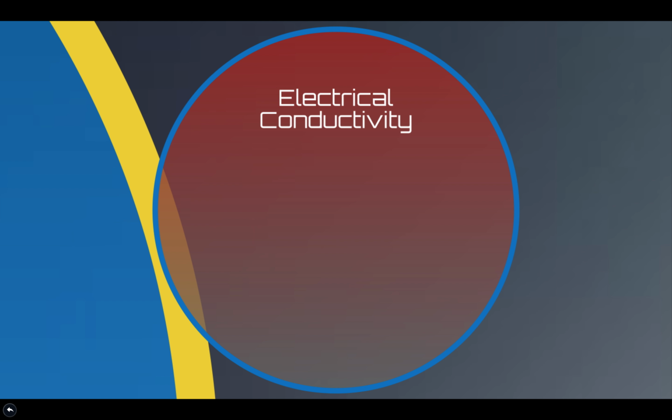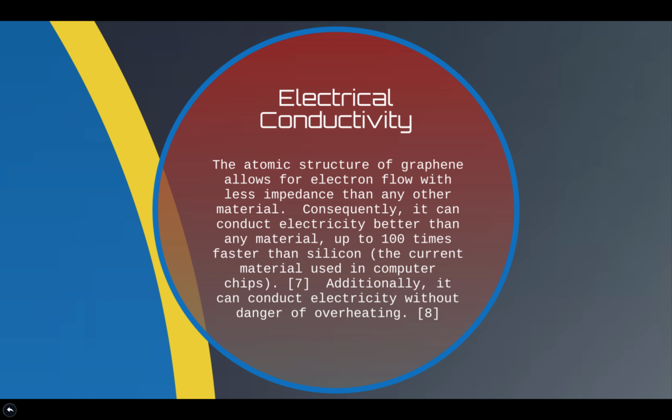Graphene also has great electrical conductivity properties. Its atomic structure provides virtually zero impedance to electron flow. This allows it to conduct electricity better than any known material and 100 times faster than silicon, the material most commonly used in integrated circuits and computer chips. It also conducts electricity without overheating, which is one of the biggest concerns for current miniaturization of modern electronics, so this could potentially solve this issue.